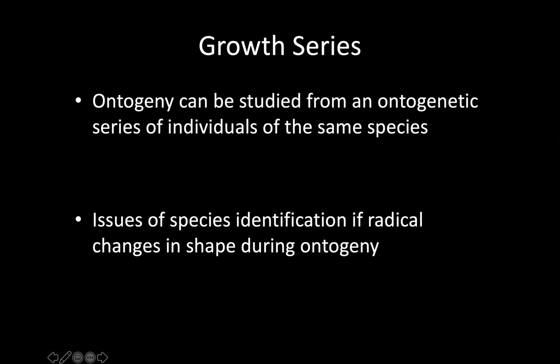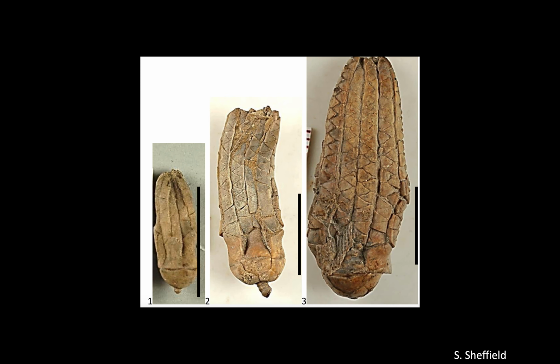Okay, so a growth series. You have started doing a growth series already when you measured your brachiopods, but ontogeny can be studied from an ontogenetic series of individuals of the same species. Issues of species identification can be difficult if there's radical changes during ontogeny. So if you can imagine some of those trilobites with all the spines and things like that, it can be pretty difficult to track that through time.